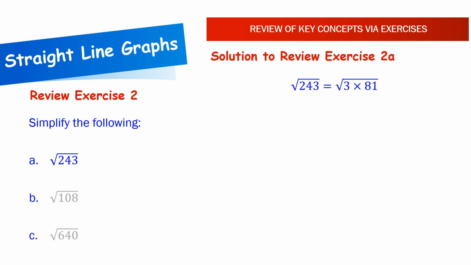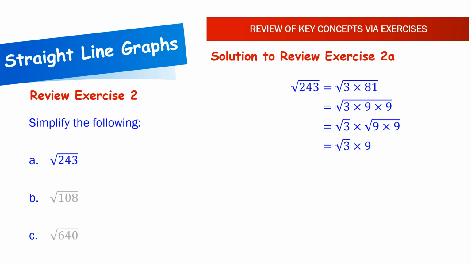The square root of 243 is equal to square root 3 times 81, which equals square root of 3 times 9 times 9, which equals square root of 3 times square root of 9 times 9, which of course equals square root of 3 times 9. And tidying up and expressing it in a conventional format gives us that this equals 9 root 3.